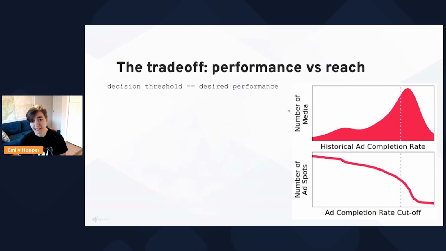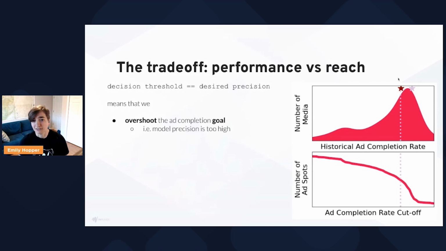So I said we were setting the decision threshold equal to the desired performance. Say this is our desired performance in this dashed line, then we'll have this many ad spots available to us. However, as you've probably seen, this is not the best we can do. If we're integrating over all of these media that are above this threshold, we're actually going to overshoot the ad campaign goal up here in this star.